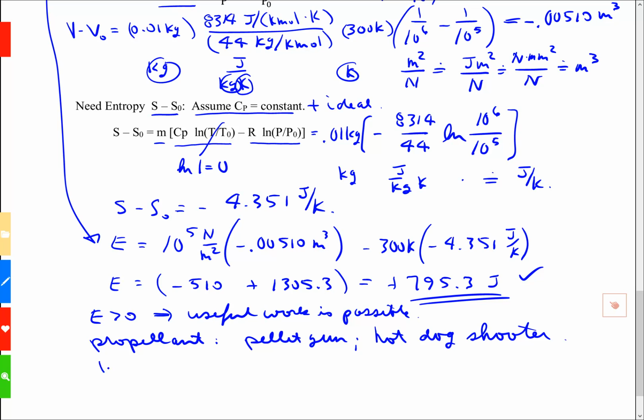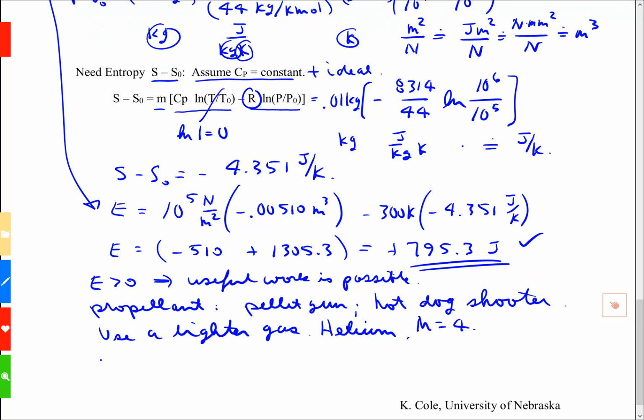And my first thought was, could he use a lighter gas? Because both terms in this expression are multiplied by the gas constant. A lighter gas that's safe to use, it's not cheap, but it's safe, is helium with molecular weight of 4. And the gas constant for this gas is 8314 divided by 4 instead of 44, which would be 11 times higher than for CO2.